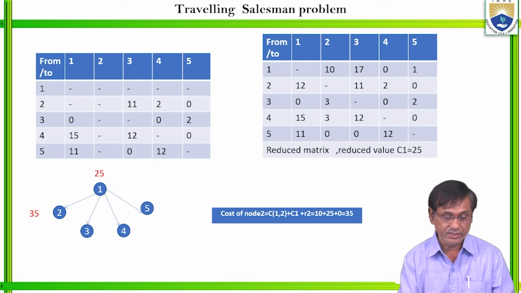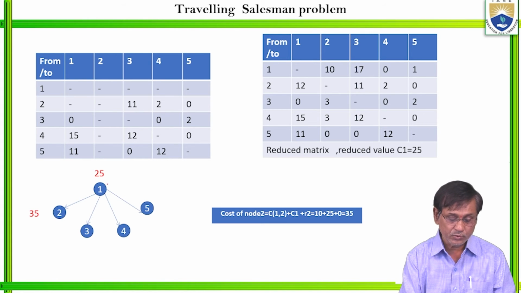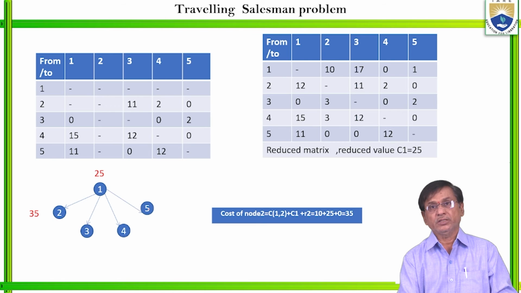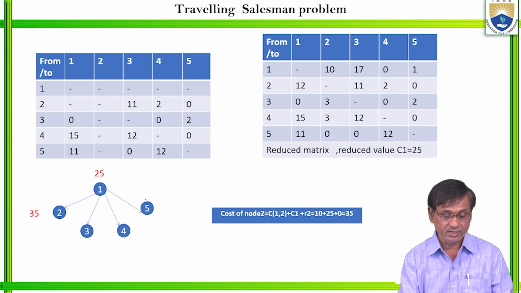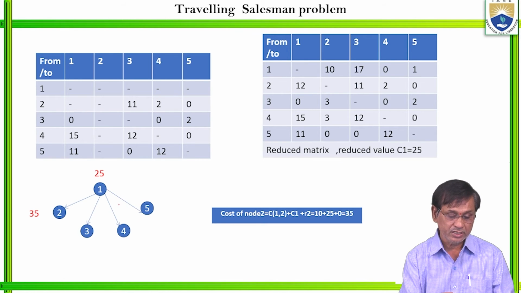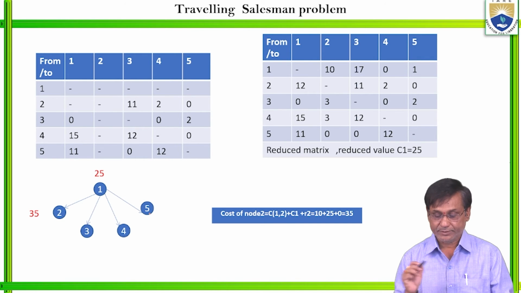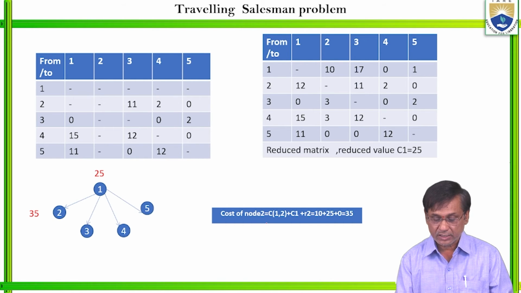For that, we have to draw the state space tree. From node 1, draw a path. 1 to 2 is one route, 1 to 3 another route, 1 to 4 another route, 1 to 5 another route. These four possibilities are there. That means we have to find out the cost corresponding to 2, corresponding to 3, corresponding to 4 and corresponding to 5. Next step is we have to find out the cost of node 2.